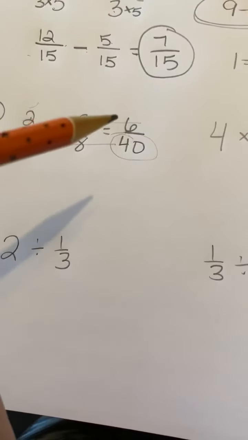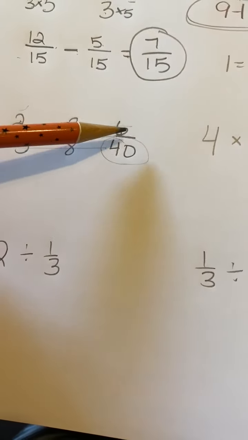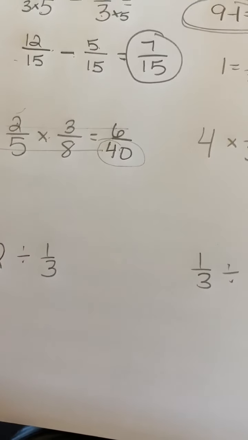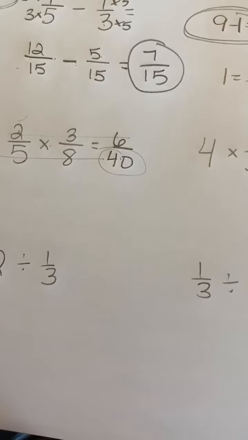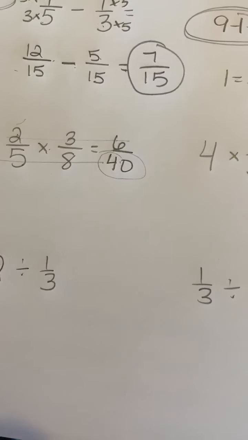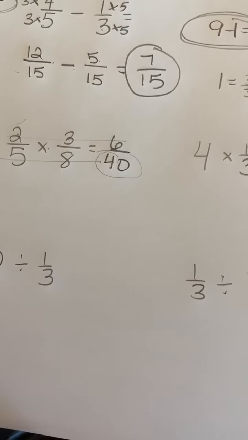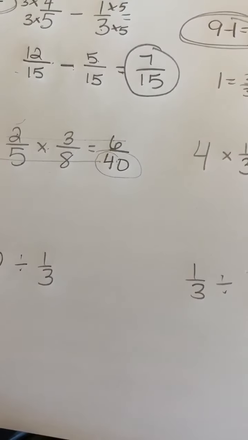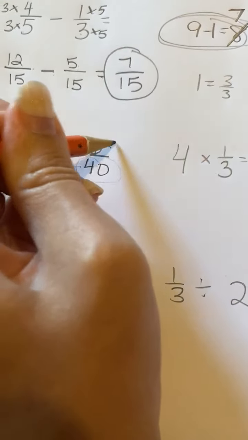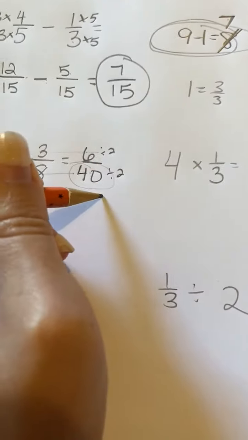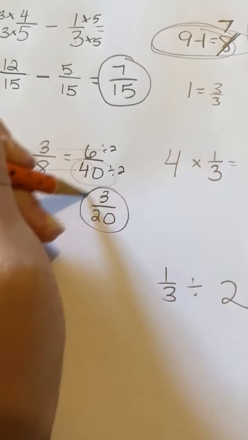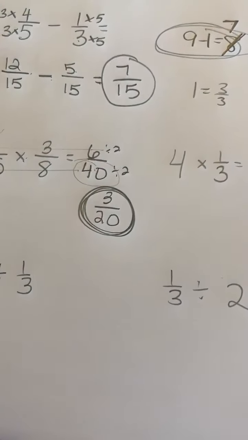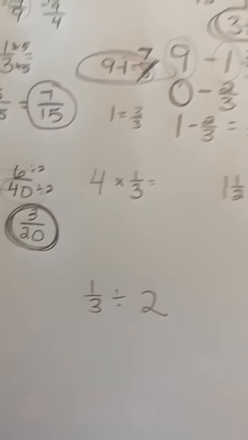So, rule number 1, check your numerator. Can they both be divided by 6? Nope. 6, 12, 18, 24, 30, 36, 42. Doesn't work. All right, rule number 2, check your 2's. Are they both even and can be divided by 2? Yeah. So now I get 3 over 20. That looks better, because remember we want it to be under 24.